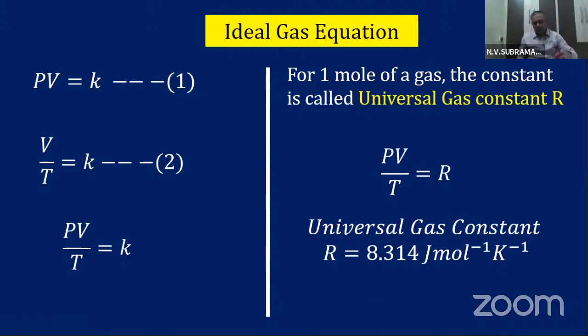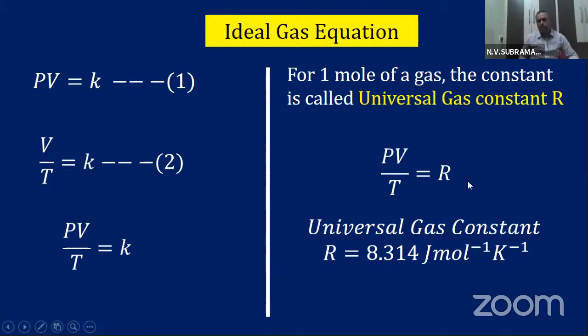Okay, so why are we calling it the universal gas constant? Because this constant is the same for all the gases. That is the reason why I wrote it for 1 mole of a gas. I did not say this gas or that gas. It is the same for all the gases. Okay, children? That means this law is applicable for all the gases.